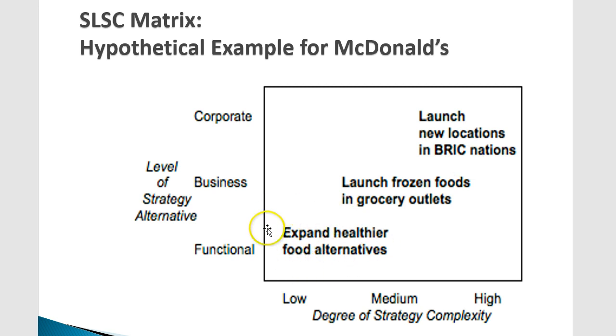At the strategy level, creating new menu items is very functional. Trying to launch frozen foods would be more of a business level, and on a corporate level would be the international expansion. So this is how we could put this into an SLSC matrix, the next step after the SWOT. SLSC stands for Strategic Level Strategic Complexity Matrix.